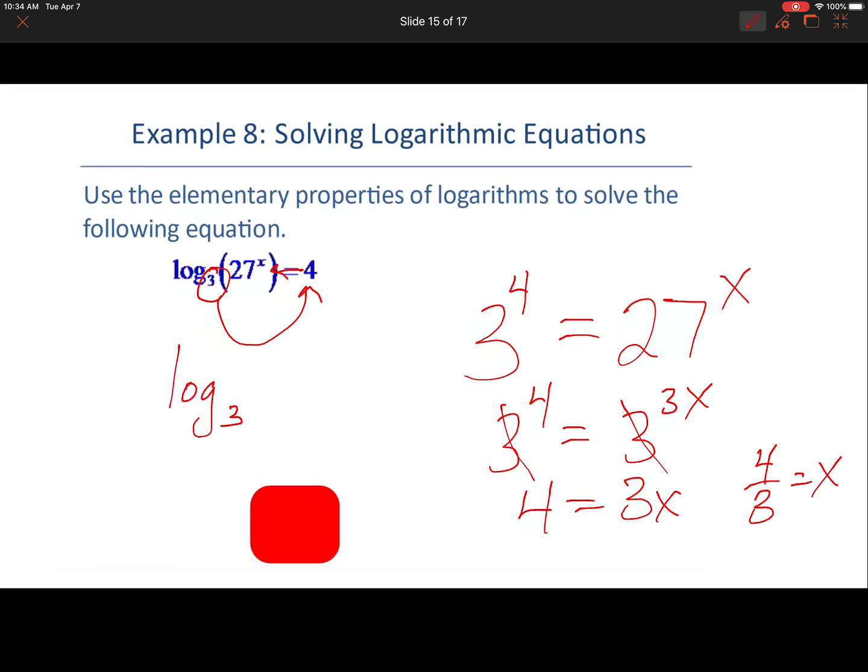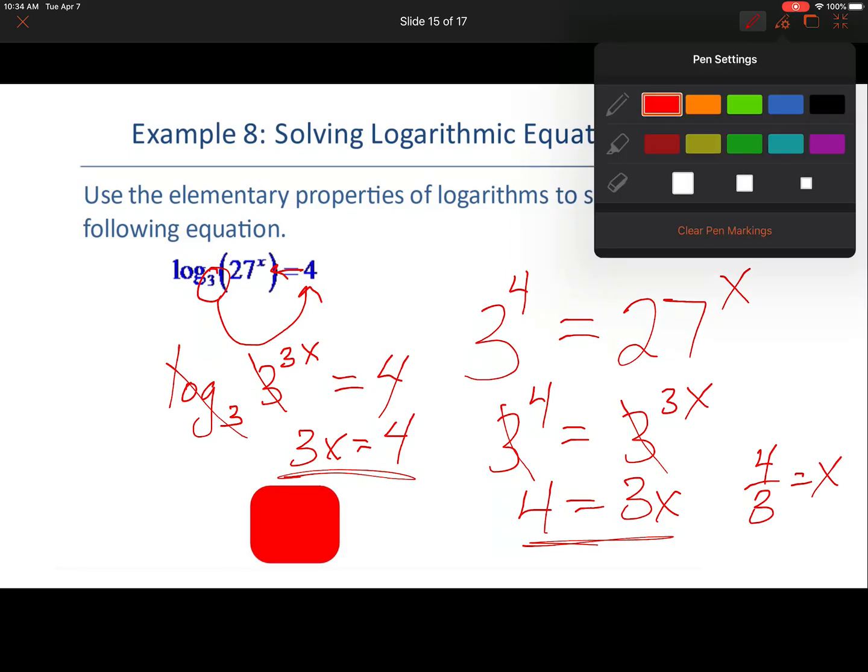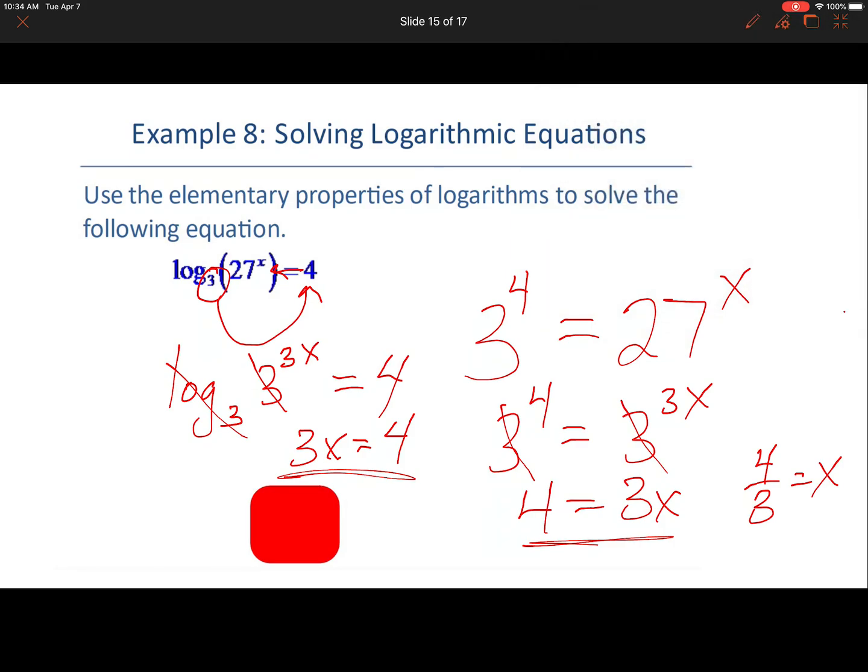Other ways of doing it, just really quickly out to the side, is I can make 27 the same base as my log. And so these would cancel, and you can see I get to the exact same point, 3x equals 4. That's what we had here and here. We get the same answer for both, okay, type of thing.